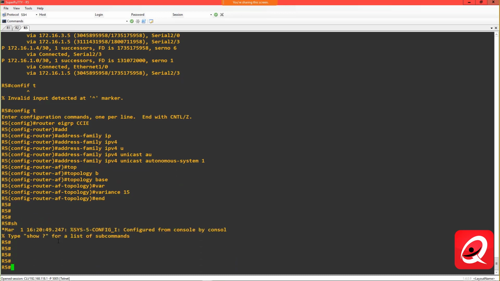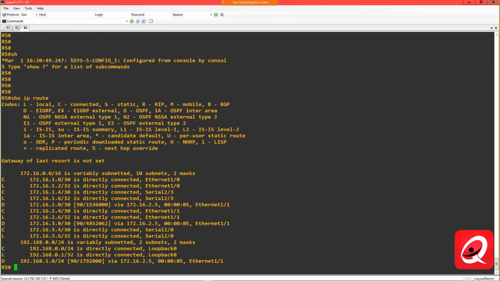Now what you would expect is if I do a show IP route, that the 1.0 route is now going to have 3 different paths to that destination because we have a variance applied of 15. And if I took this metric and multiplied it times 15, that's the reduced metric, by the way, divided by 128, multiply that times 15, the other route should fall in between.